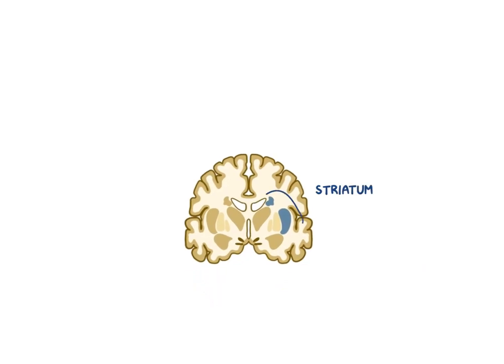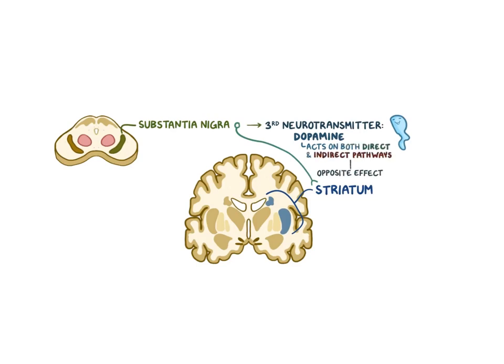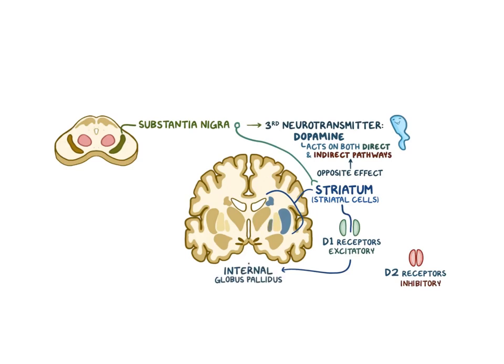But the striatum also receives input from another brain structure, the substantia nigra, which releases a third neurotransmitter called dopamine into the striatum. Dopamine acts on both the direct and the indirect pathways, but with opposite effects due to the presence of two different receptors, D1 receptors, which are excitatory, and D2 receptors, which are inhibitory. D1 receptors are expressed by the striatal cells that project to the internal globus pallidus. When dopamine is released by the substantia nigra, it binds to D1 receptors, and that activates the direct pathway that controls the muscle you want to move.